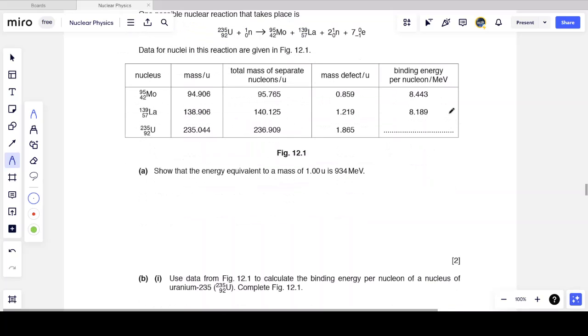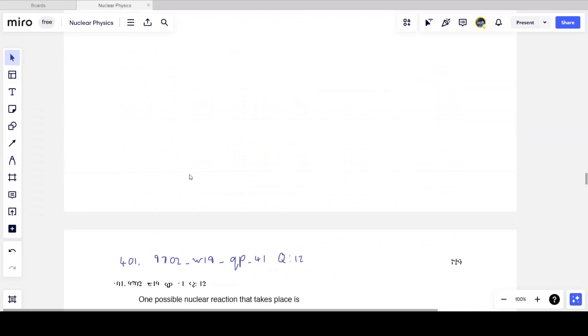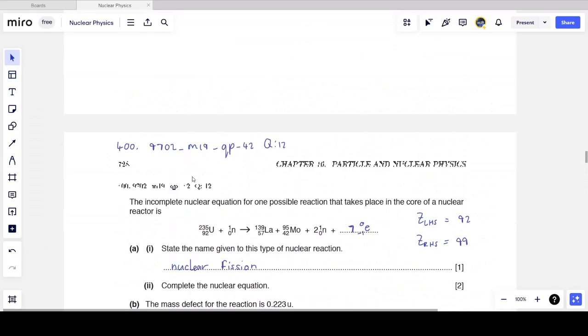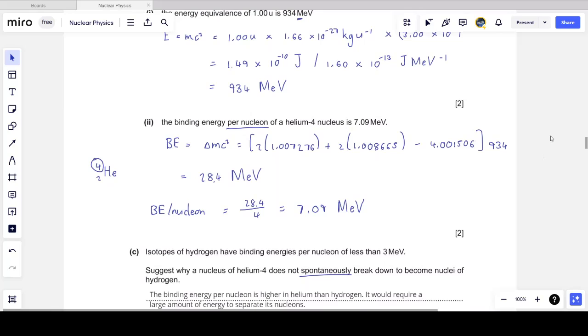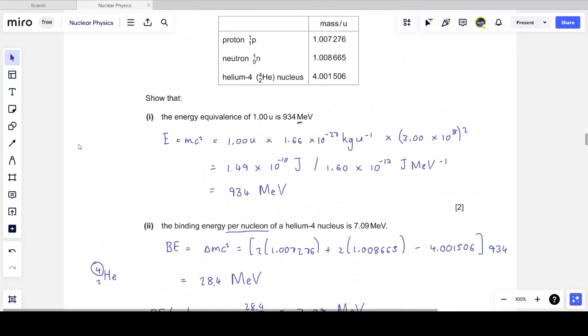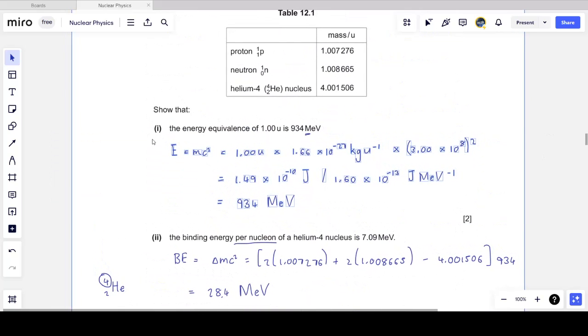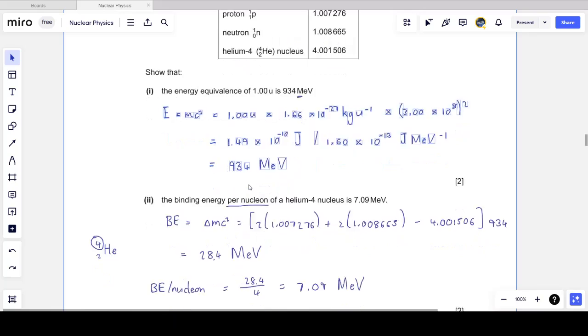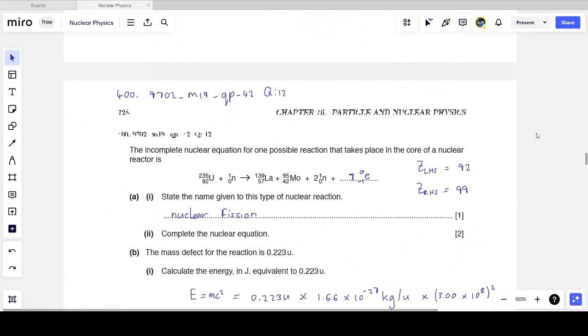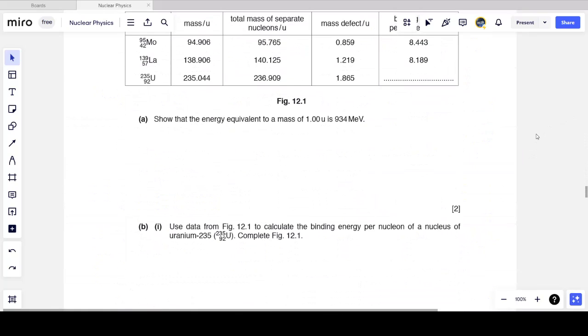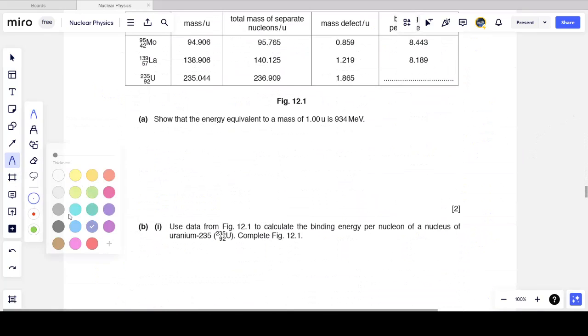And the first thing they ask us to do is, guess what? To show that the energy equivalent to a mass of 1 u is 934 mega electron volts. So what am I going to do? I'm going to do what you can't do in an exam, which is copy and paste. If I'm allowed to do that, I'm probably not allowed to do that. So your lucky day, I'll do this again. E is equal to mc squared. We'll never forget it now, that's for sure.